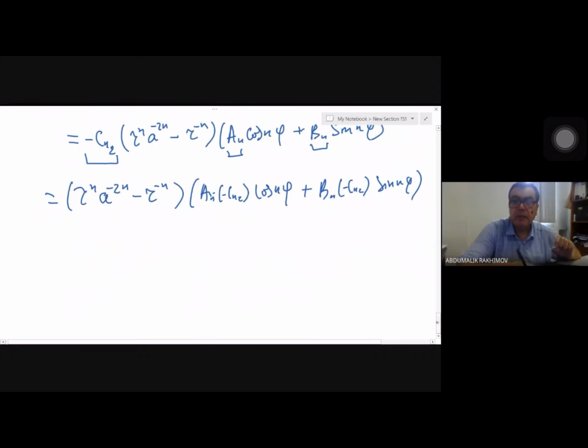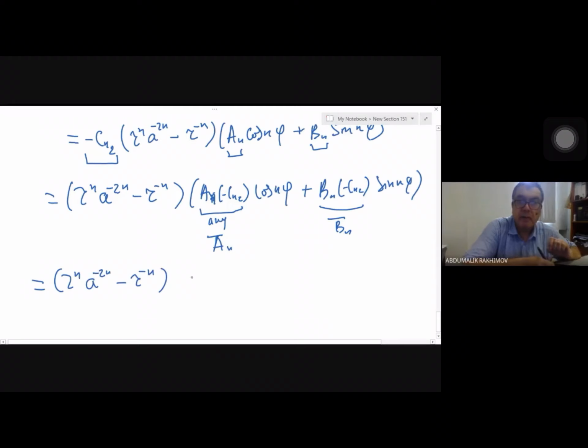So now I state again. What is an? An is any constant. Cn2 is also any constant. So this will be any constant. Let me denote it by an bar. The same, this one, let me denote by bn bar. Then I have Rn a minus 2n minus R minus n, so I have an bar cosine n phi plus bn bar sine n phi. So an bar and bn bar are any constants.